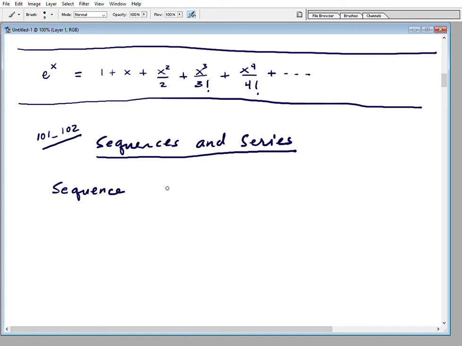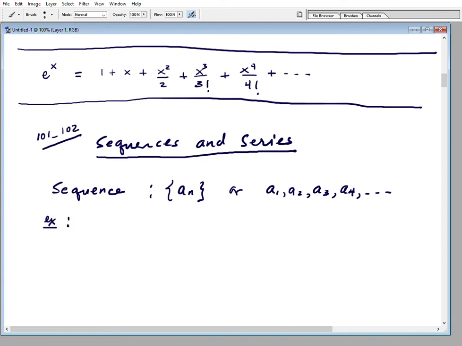So a sequence can be represented by brackets with a sub n, and this represents a list of numbers. A list of numbers going on forever. So that's called a sequence. It's just an infinite list, basically. So I'll give you some examples.